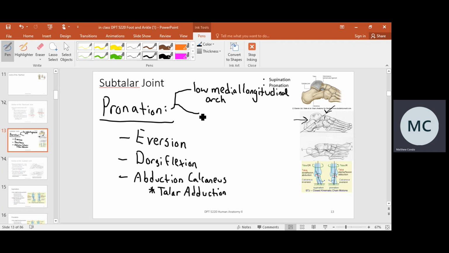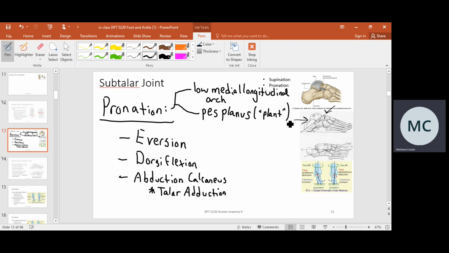So when we have a fallen or low medial longitudinal arch, it's going to have another word. It's going to start with pes. Pes planus. And the way I always think of this is that this person plants their arch. The layman's term, the eponym for this is going to be a flat-footed person.